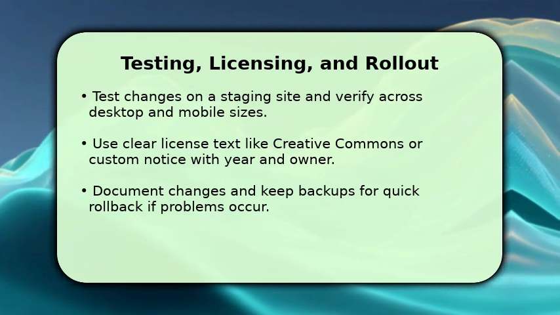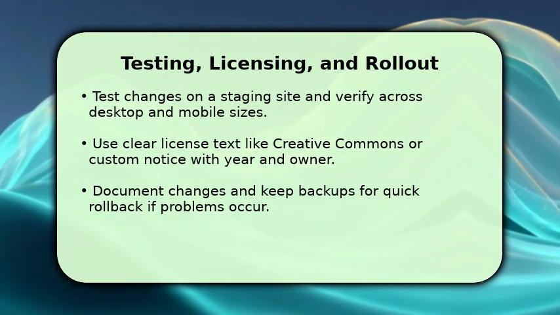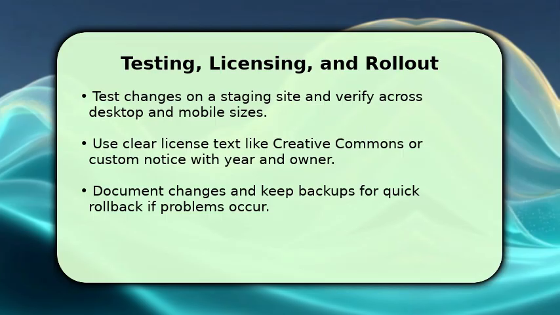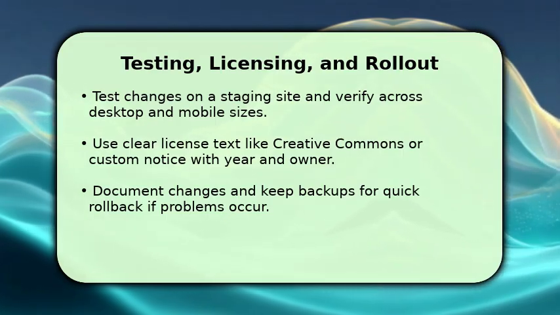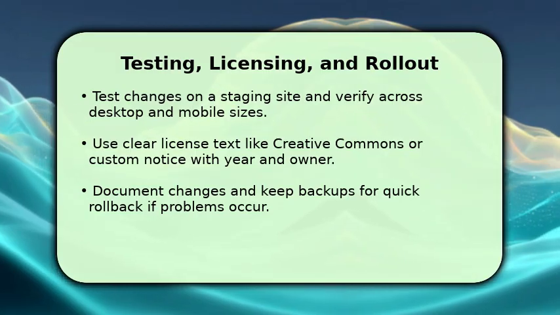Use clear license text like Creative Commons or a custom notice with year and owner in place of all rights reserved. Add the exact year and copyright holder name, for example 2025 your name. Document changes and keep backups for quick rollback if problems occur after rollout.